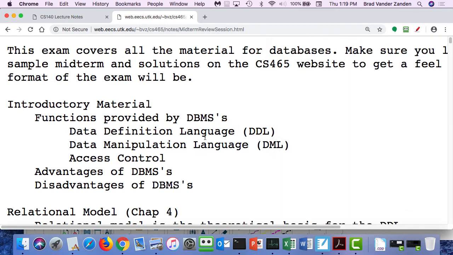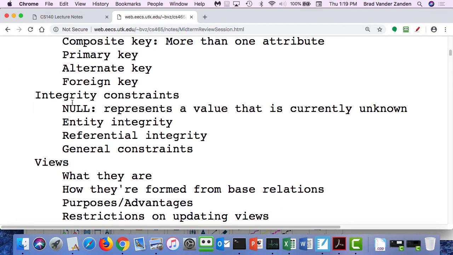And then we talked about integrity constraints. So we had the fact that null is simply a value that's currently unknown. Does anyone remember what entity integrity is? Not foreign keys, that's referential integrity. Entity integrity is primary keys, okay? So the way to think of it, entity is the boss. It's simply saying primary keys can't be null, because if they're null, they can't uniquely identify a tuple.